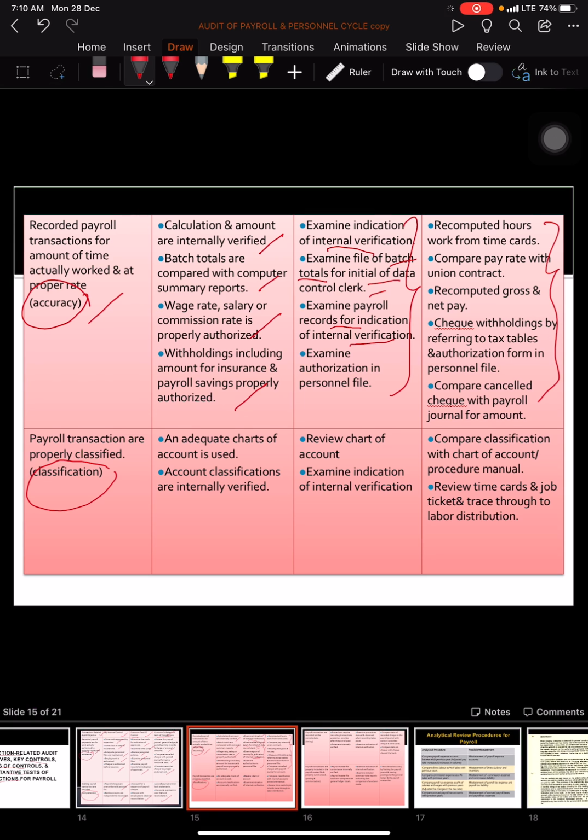So what you are supposed to do is recompute hours worked from the time card. It means that you have to check arithmetical accuracy, to check whether the time card is correct, the calculation, and so on. Now this one you read on your own.